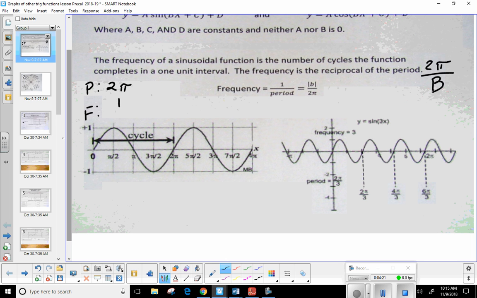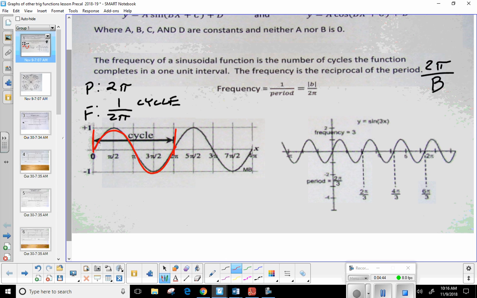It would just be 1 over 2 pi. Yeah. So what this is telling me is that I should see one cycle, one repeating pattern in a 2 pi length. So if you go ahead and take a look, here's 0, here's 2 pi, and I see that one familiar shape for sine in that interval. Okay. Let me go ahead and give you another one.